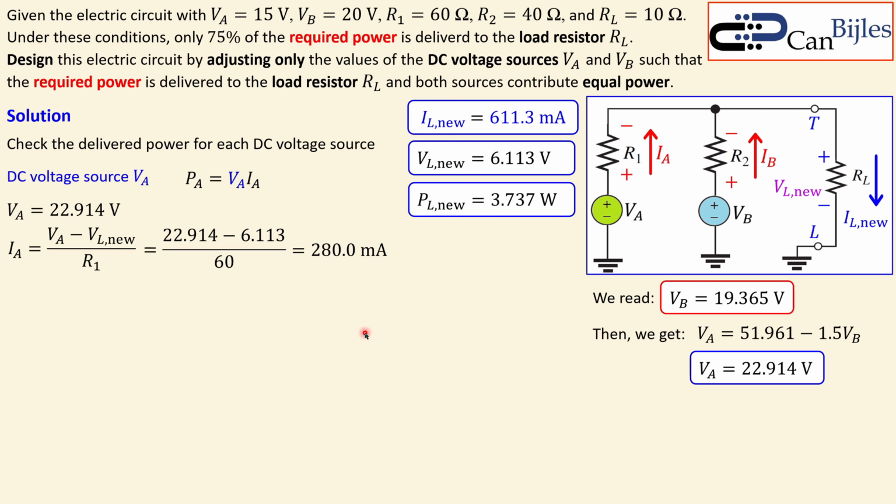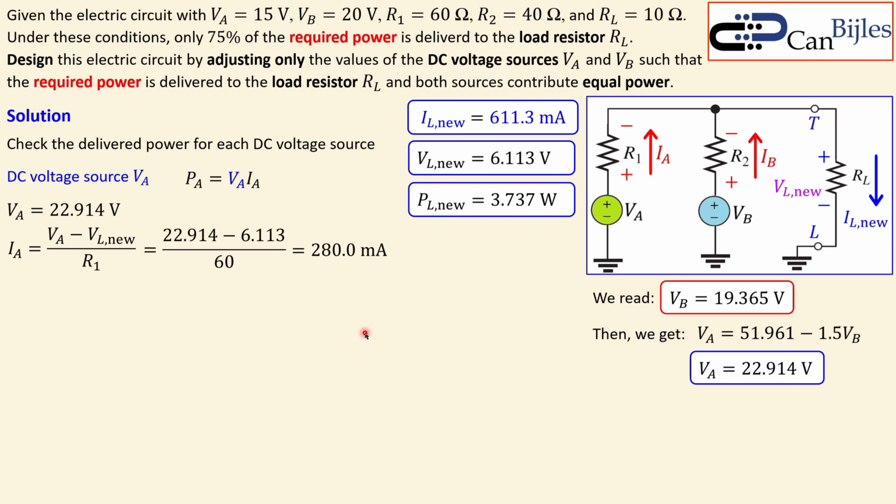That's now the current. So we know the current, we know the voltage. So I can say, let's then calculate the power by this source. That will be the multiplication of the VA and IA. I get 6.416 watts. So that is for PA.